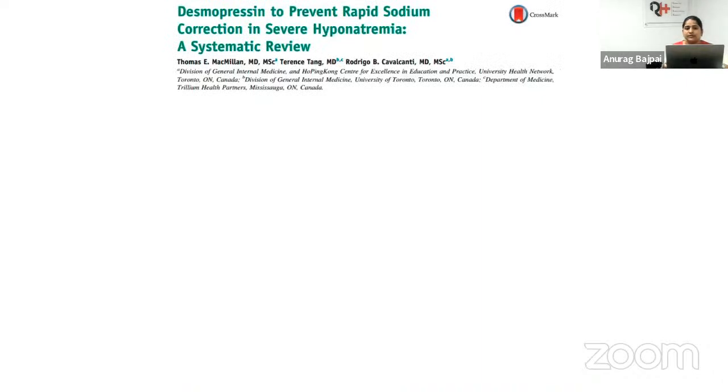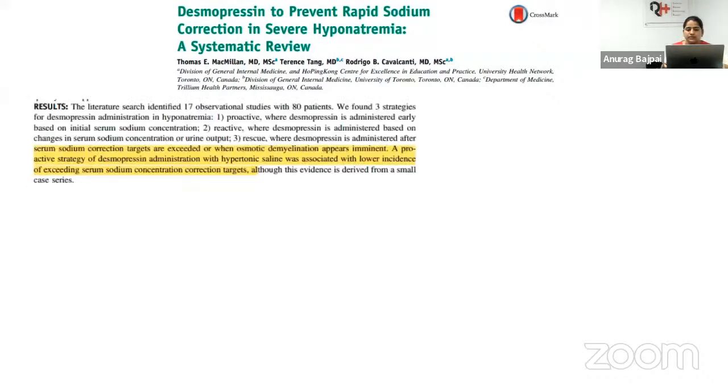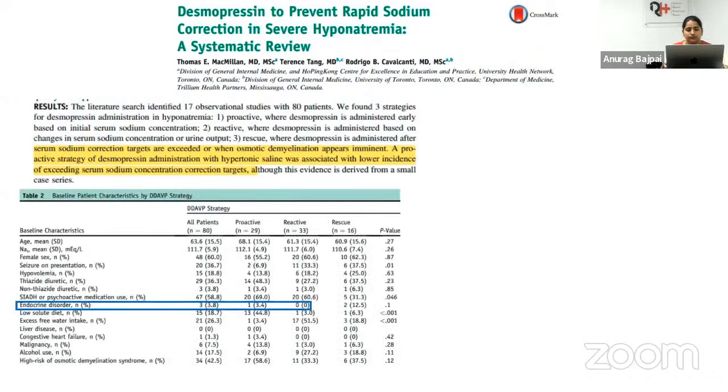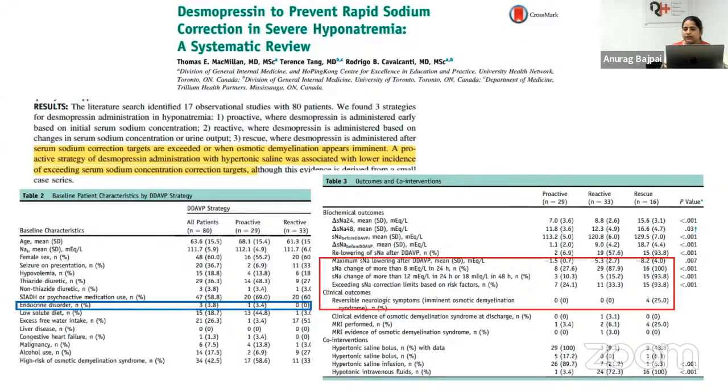So we have seen that desmopressin has been used in the proactive strategy, in the reactive strategy, and in the rescue strategy. So in which strategy does it work at maximum capacity? This report clearly shows that if desmopressin is used in the proactive strategy, along with hypotonic saline, there is a lower incidence of exceeding the serum sodium concentration. And it has shown that rapid correction is very less if we have used desmopressin in the proactive strategies.